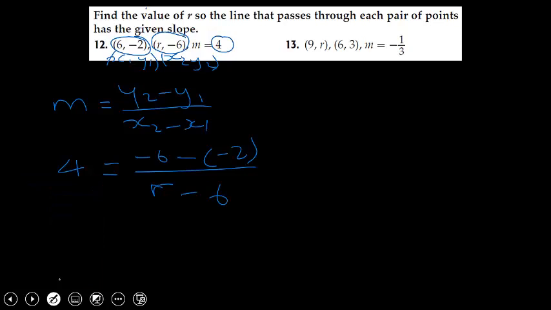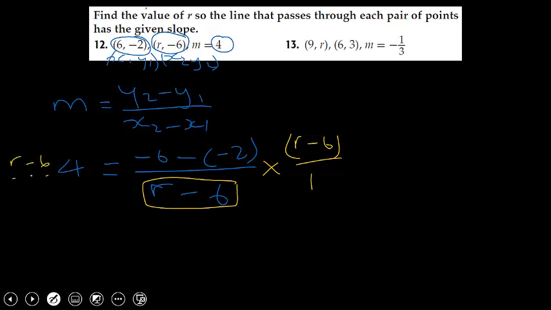Next up, I want to get rid of this denominator. I want to make it a numerator, so I multiply by r minus 6 over 1 on both sides, and I get 4 times r minus 6 is equal to minus 6.